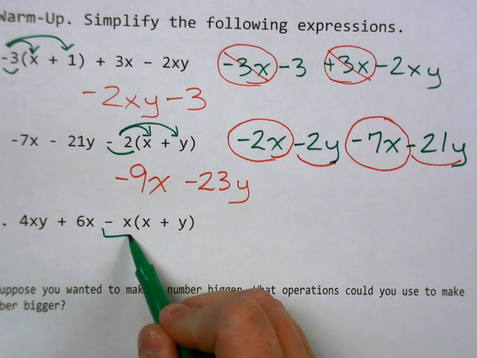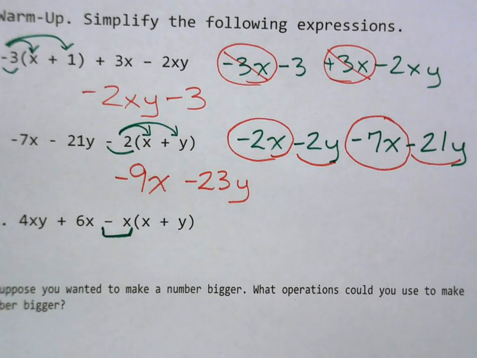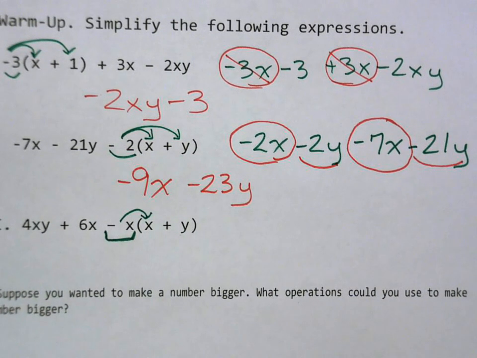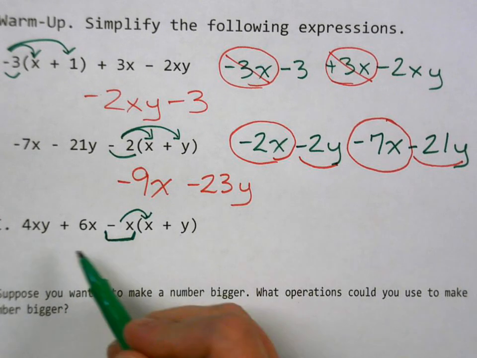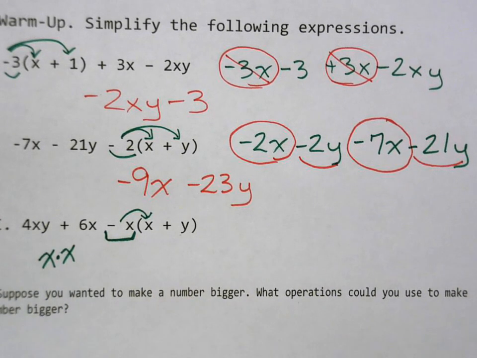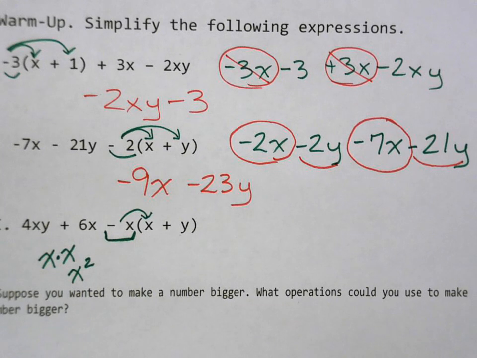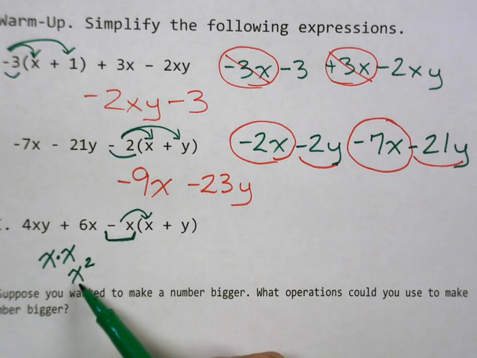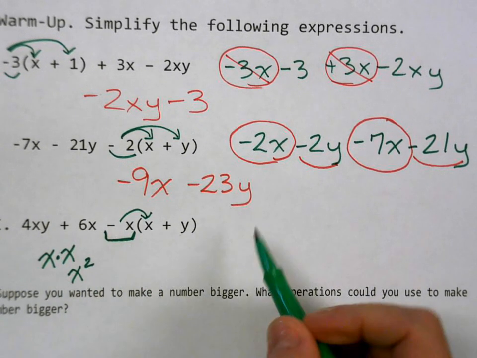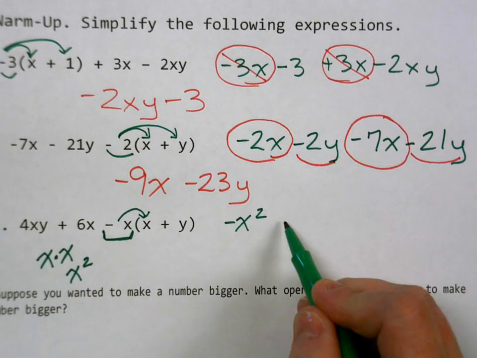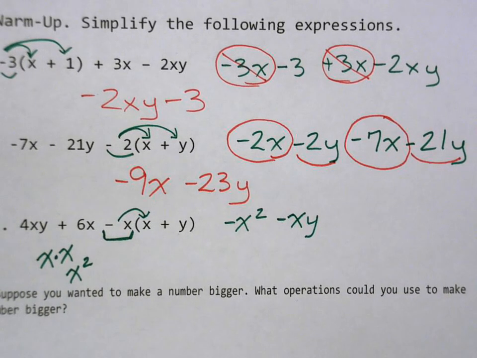Now for this last one, I've got a variable in front of my parentheses. So it's a -x, and what happens when I do x times x? How do I rewrite x times x? It's the same thing multiplied by itself, so it's x squared. It just happens to be a -x squared. And then -x times y is a -xy.